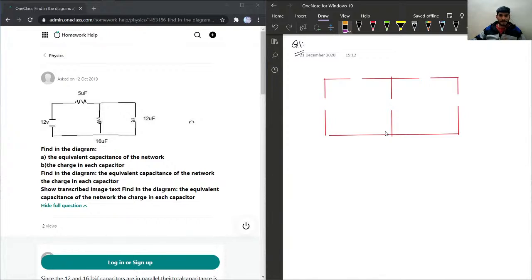And for the battery also. So here is one capacitor. This is a battery, capacitor, and capacitor. So this is 5 microfarad. This is 12 microfarad. This is 16 microfarad, and this is 12 volts.